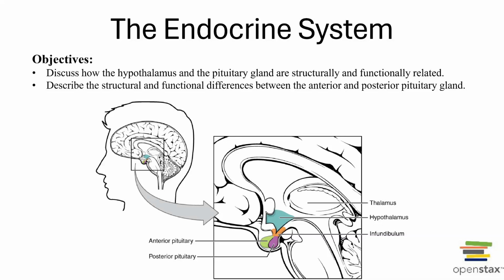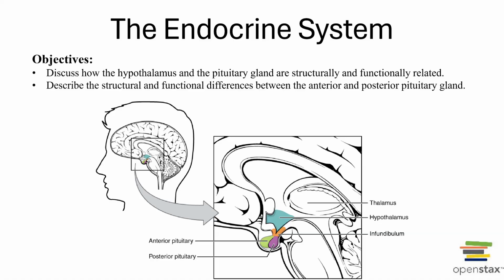This video will cover the following objectives from the endocrine system. Discuss how the hypothalamus and the pituitary gland are structurally and functionally related. Describe the structural and functional differences between the anterior and posterior pituitary glands.